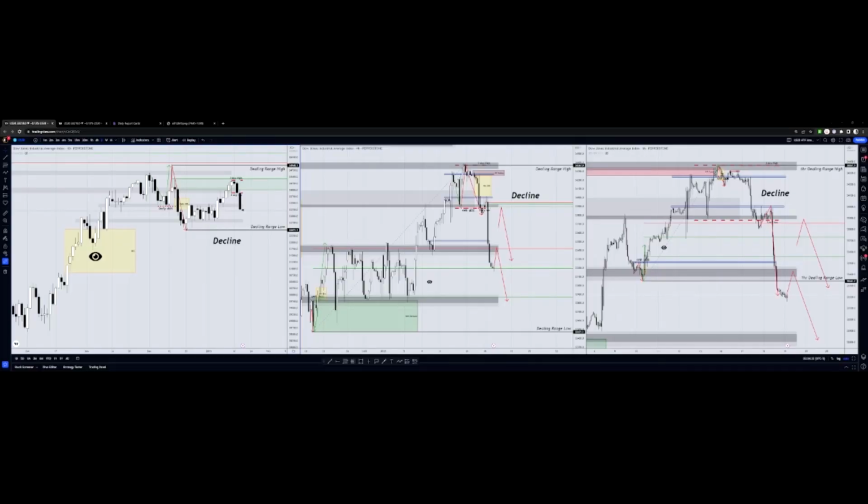It's Thursday, the 19th of January. It's just coming up to 8 o'clock in the morning for me, and that's 3 o'clock in the morning New York time. This is going to be the morning review of the US 30. I'm not going to be doing any trading today.